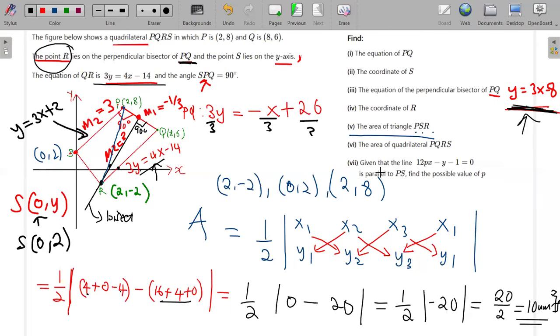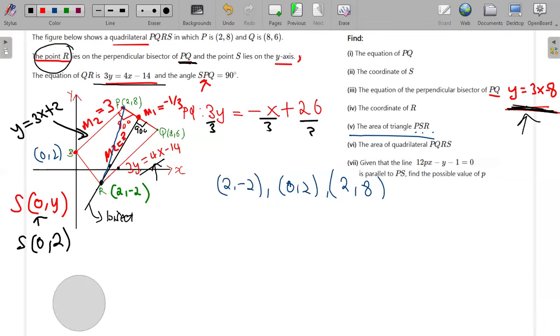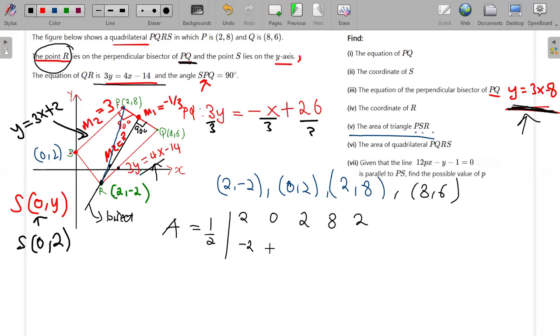Then the other question here was saying find the area of the quadrilateral. So now we're finding the area of this whole thing here. We're just going to use this same approach. Let me erase this and add the point that we are missing. The point that we're missing is this, so I'll add it: 8, 6. So I'm moving from here, here, here, and then there. So I'm finding the area with 4 points now. The area is equal to half, and it will be 2, 0, 2, 8, and then 2 again, then minus 2, 2.